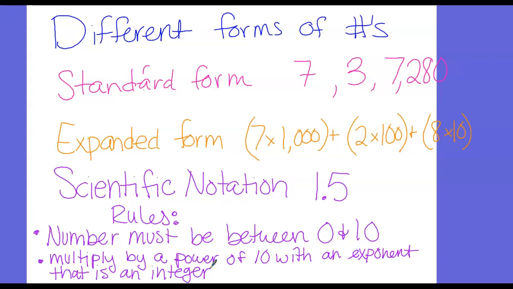Okay? So how can I write a power of 10 with an exponent that has an integer, Michaela? Times 10 to the what? An integer. 10 to the second. Okay, this right here, 1.5 times 10 to the second is in scientific notation because the number 1.5 is between 0 and 10, and then it's multiplied by the power of 10 with an exponent that is an integer.